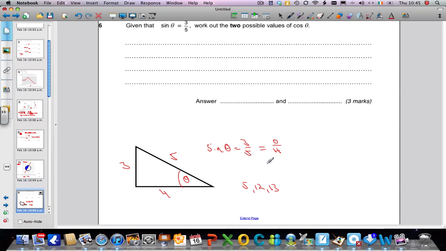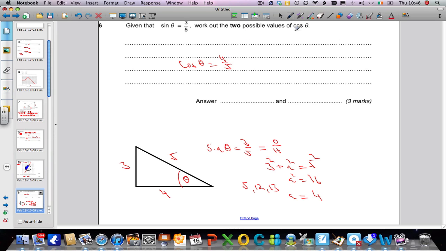So you'd have 3 squared plus the adjacent squared must be equal to 5 squared. A squared must be equal to 16. That means A must be equal to 4. Now, it actually asks us for two possible values of cosine theta. Now that I know my triangle, cosine theta is the adjacent over hypotenuse, which is 4 over 5.